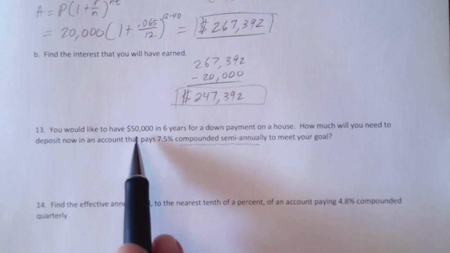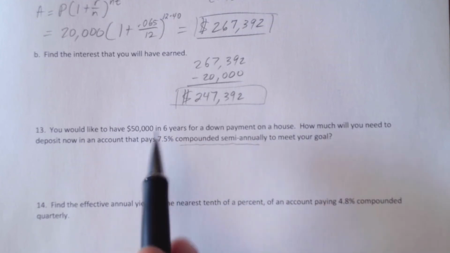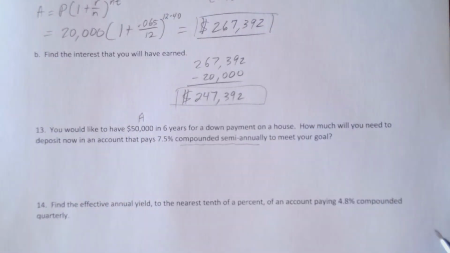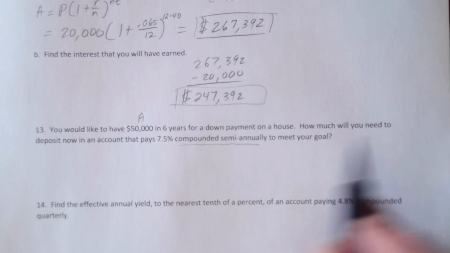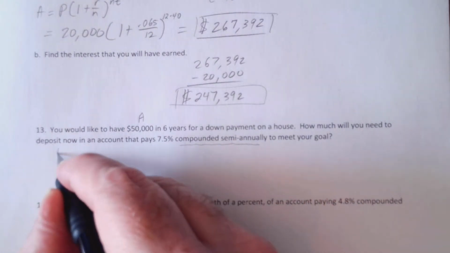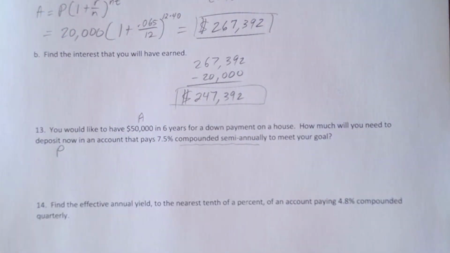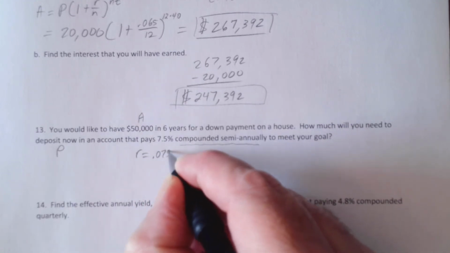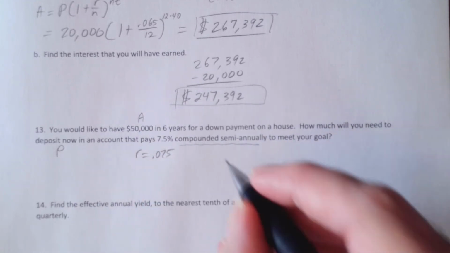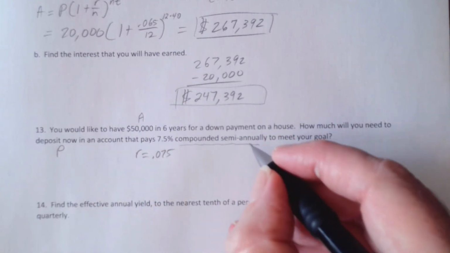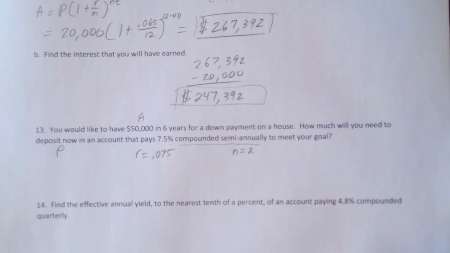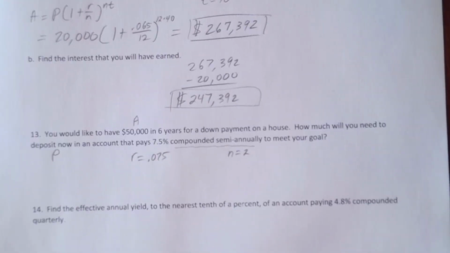This is what we would like to have in the future in 6 years. That's going to be our future value. How much will you need to deposit now? That's going to be your present value. R here is 0.075. Notice it's compounded semi-annually. That means twice a year or every 6 months. And so let's go to our formula sheet.